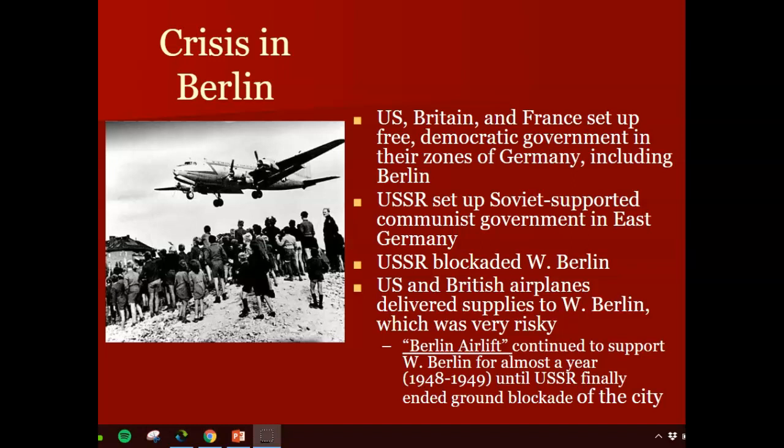And then the Soviet Union tried to put pressure on West Berlin, the part that was controlled by the Americans, the French, and the British, by blockading West Berlin, or by cutting off the roads and the railways and so on from Europe or from West Germany going into Berlin.